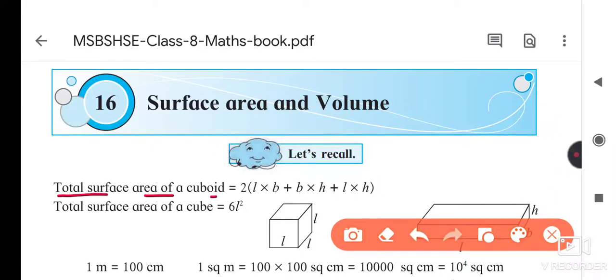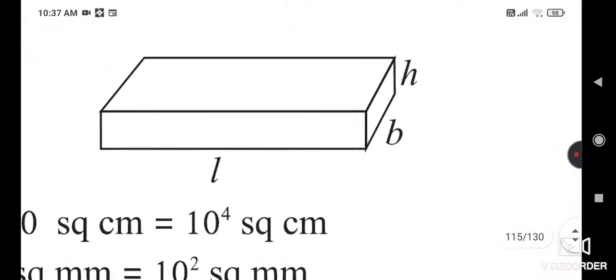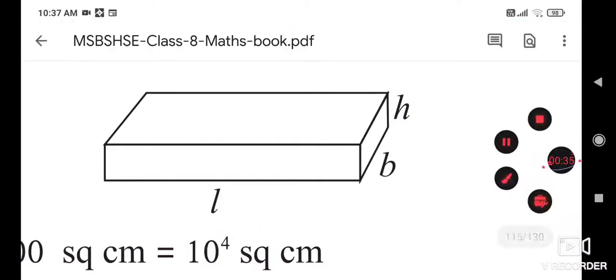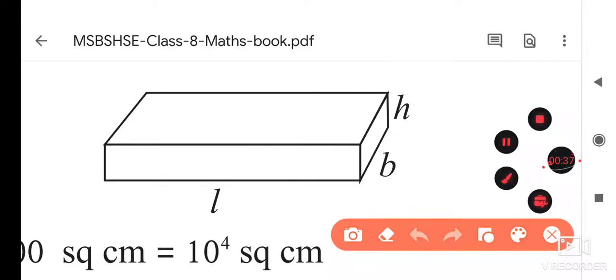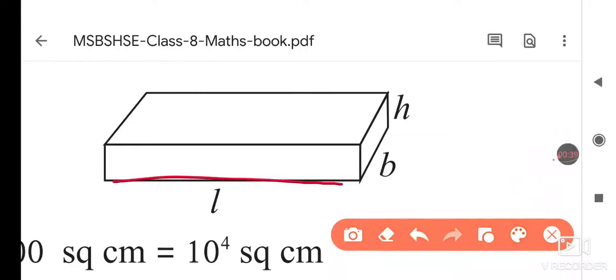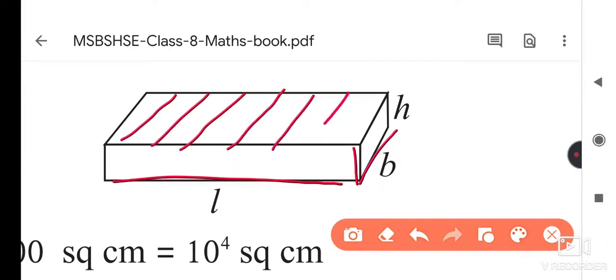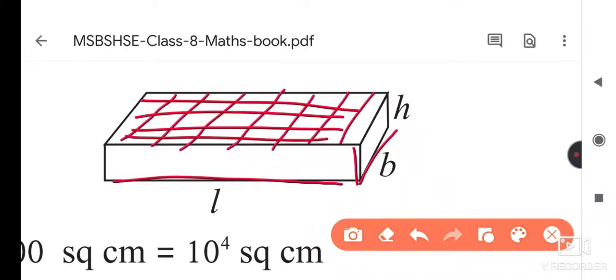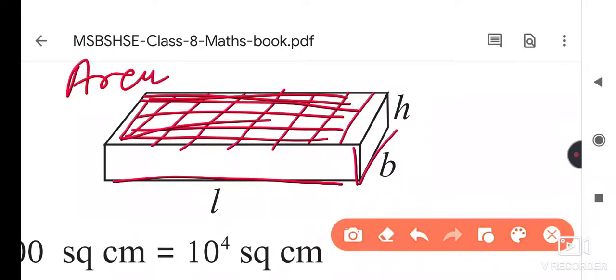What is the total surface area of a cuboid? As you all know, this is the cuboid. The cuboid has length, this is the breadth, and that is the height. If you see here, you will notice that the shape of each surface of this cuboid is rectangular. And what we are finding is the total surface area of the cuboid.